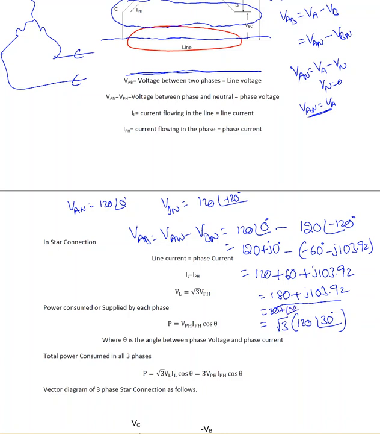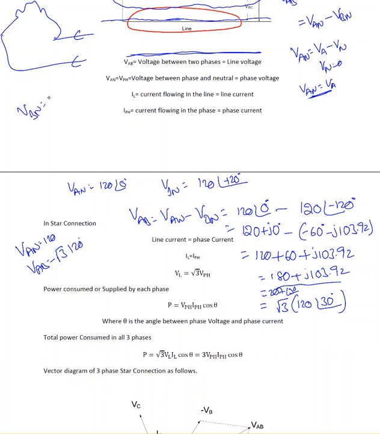Now when I compare the magnitudes, only the magnitude, not the phase angle. If I have VAN equal to 120, I'm just taking the magnitude. What is VAB? VAB must be square root 3 times 120. Same thing, if I have VBN equal to 120, then VBC is square root 3 times 120. Same thing, VCN equal to 120, then VCA equal to root 3 times 120. So from this I can conclude that VL equal to root 3 VPH.